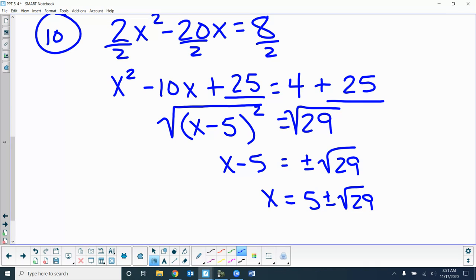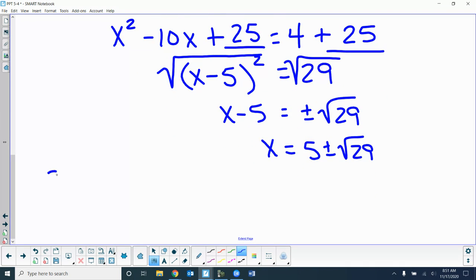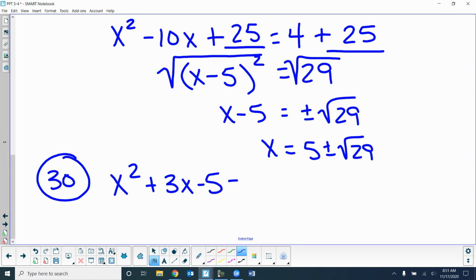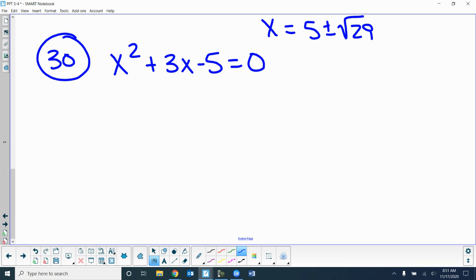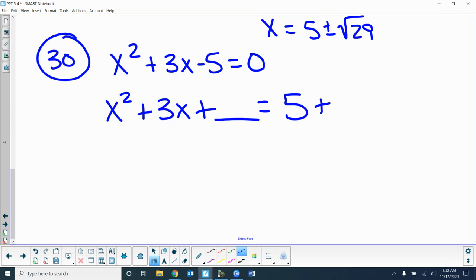And then number 30, that had an odd b value. So let's go ahead and look at that one too, just for practice on that. So we have x squared plus 3x, I think it was, minus 5. All right, so first thing is take the 5 over. Becomes positive 5 because I'm adding it to move it, right?